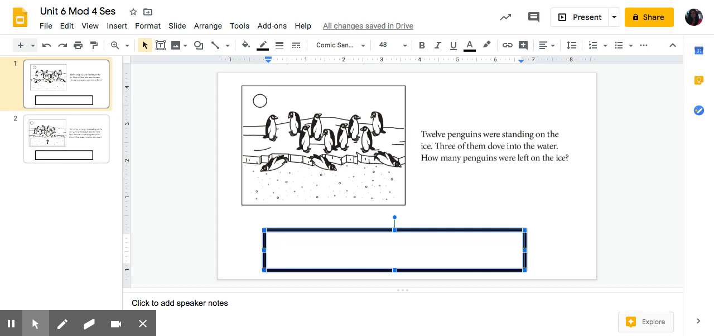Hi, boys and girls. Today we're going to work with some more story problems about penguins, just like we did yesterday, except today's story problems are going to be subtraction. Remember, when we subtract, we're taking something away.